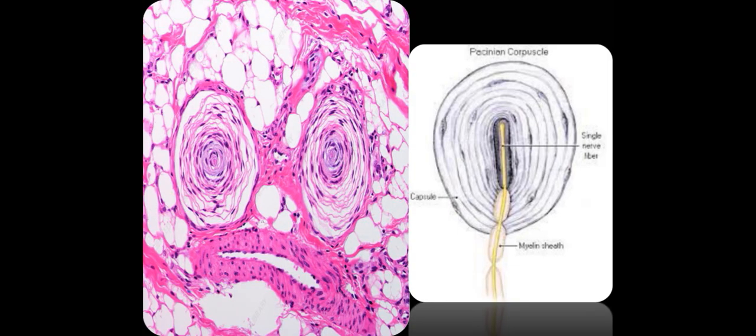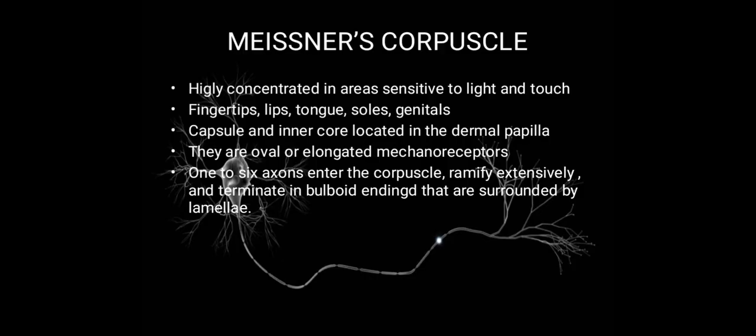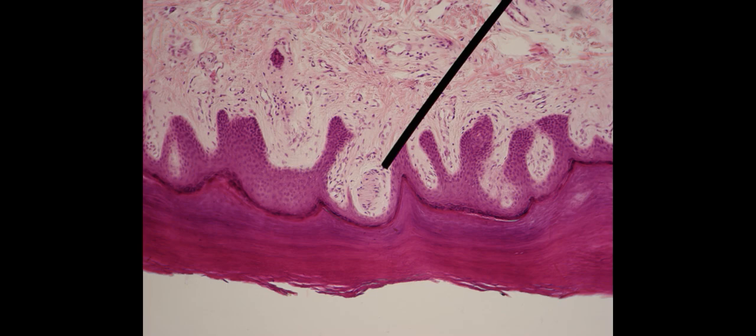Here we could see a picture of Pacinian corpuscles. Pacinian corpuscles are highly concentrated in areas sensitive to light touch: fingertips, lips, tongue, soles, genitals. The capsule and inner core are located in the dermal papilla, where they are oval or elongated mechanoreceptors. 1 to 6 axons enter the corpuscle, ramify extensively, and terminate in bulboid endings that are surrounded by lamellae.